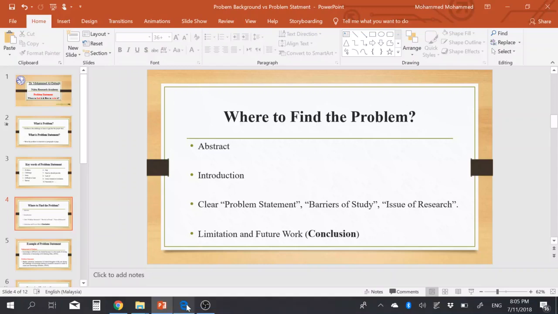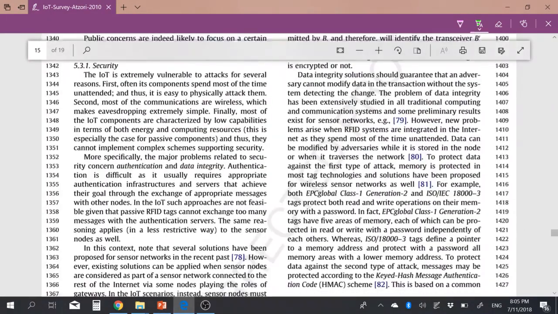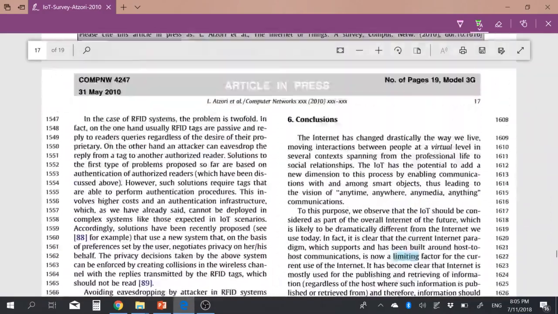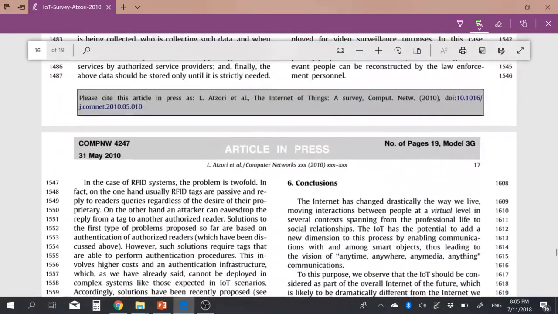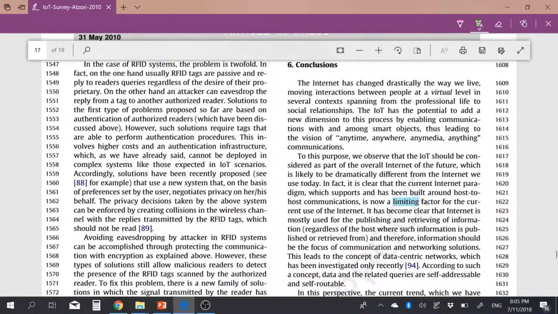Let's go to the conclusion. See, this is the conclusion: limiting, provide, issues. Because here in the conclusion, the authors put the future work, like what they suggest and advise the next researcher or the next research. They advise what the future problems are, and give advice to the next authors about what they should focus on.